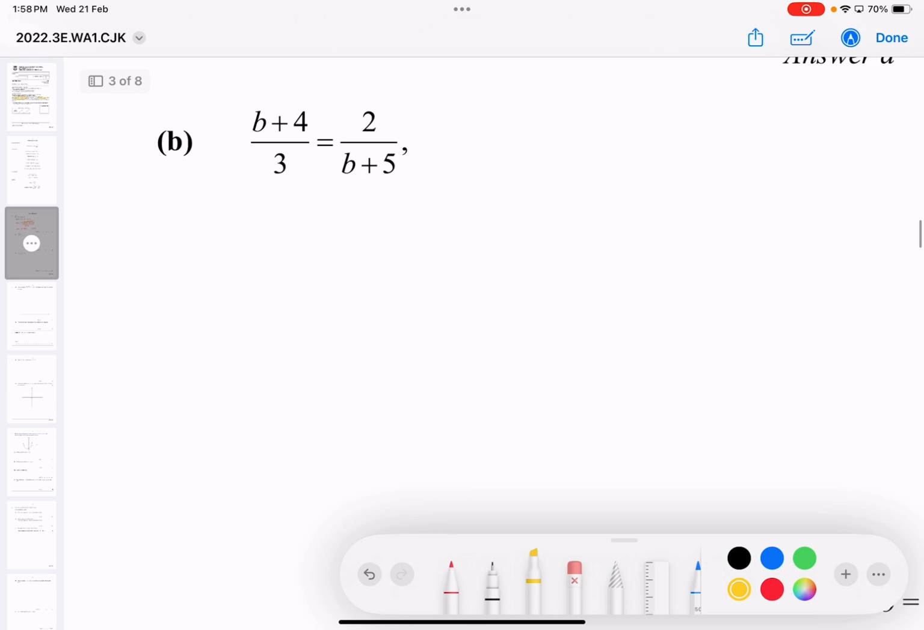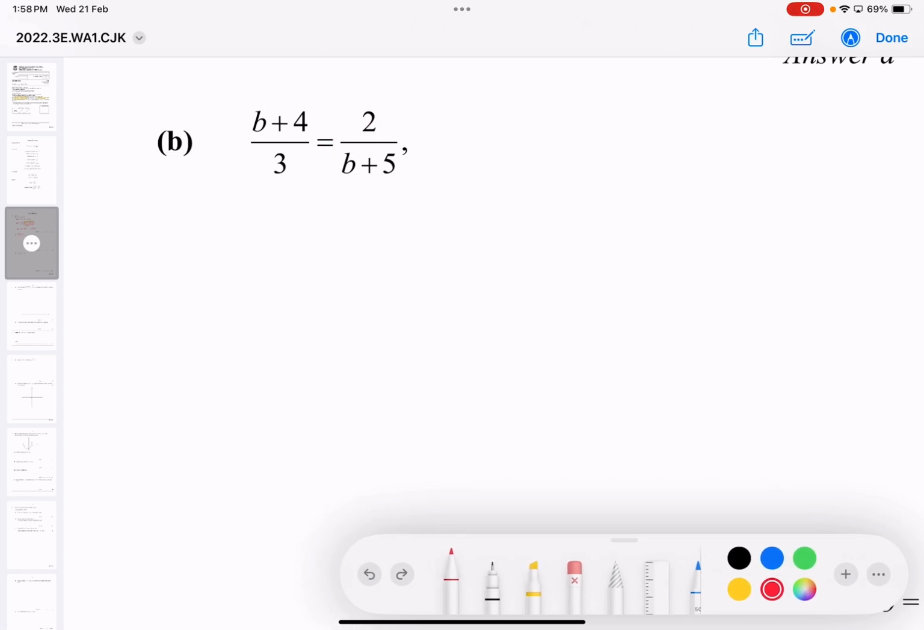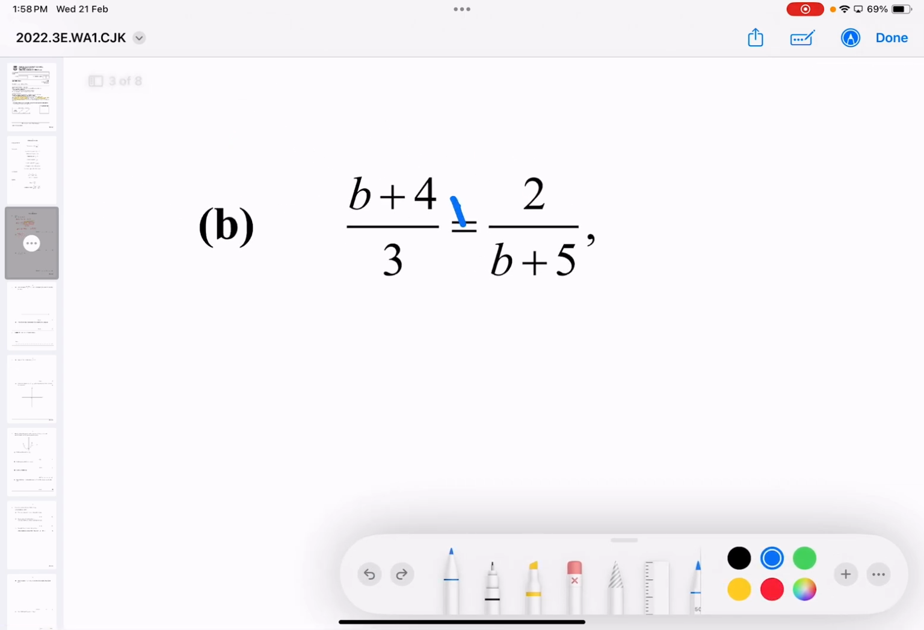Okay, now for part B, whenever you see two fractions like this, one fraction on the left, one fraction on the right, you must make it into a non-fraction. Okay? In general, in E-math, you don't like to deal with fractions. So how can you get rid of this fraction? If you already have one fraction on the left, one fraction on the right, then all we can do is cross multiply. Okay, we can cross multiply.